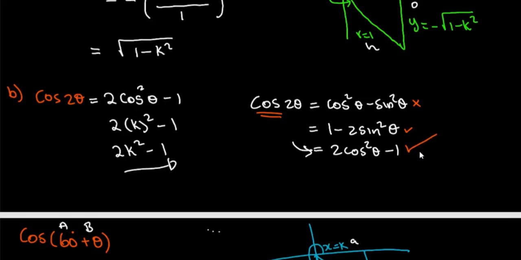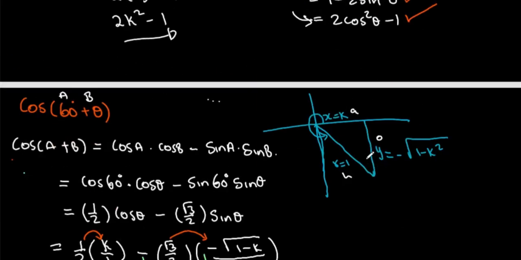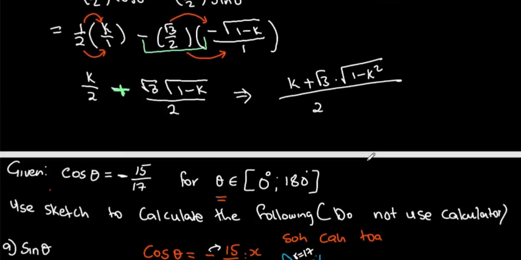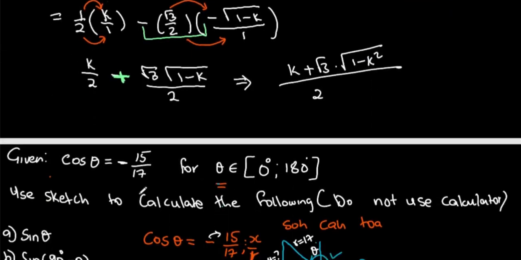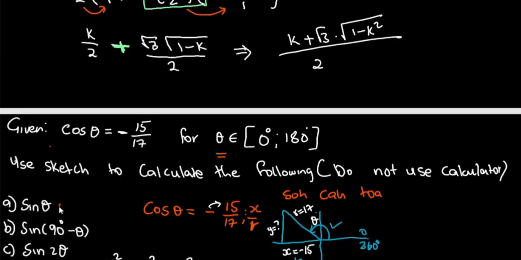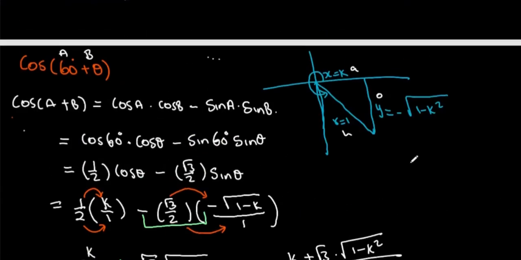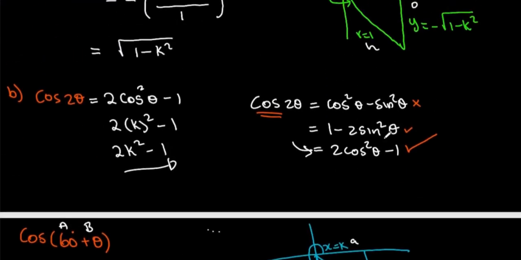I'm going to explain why I'm going to choose the 2 cos squared theta minus 1. So now I know that I have the cos theta as minus 15 over 17. Why am I not choosing this one? Just in case I made a mistake. Why am I not choosing the second one? Why are we not using the second identity?